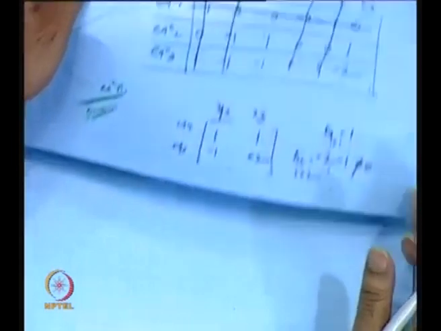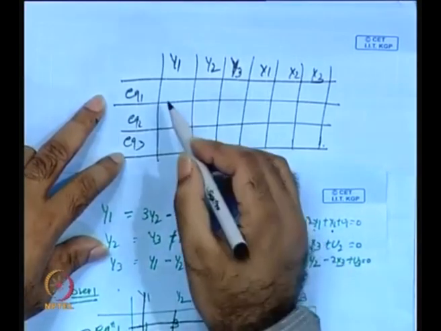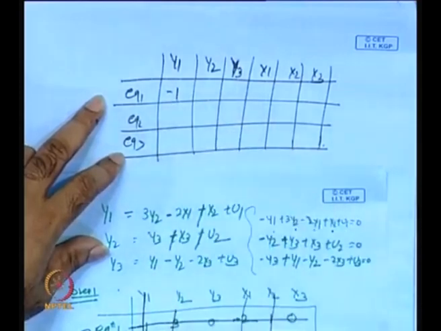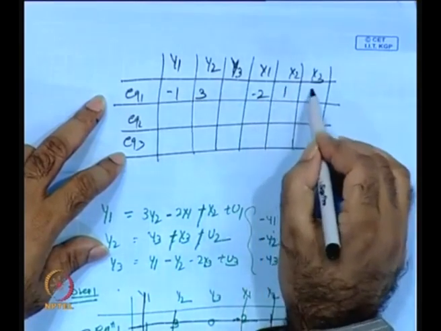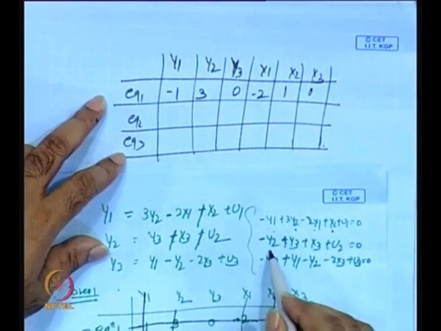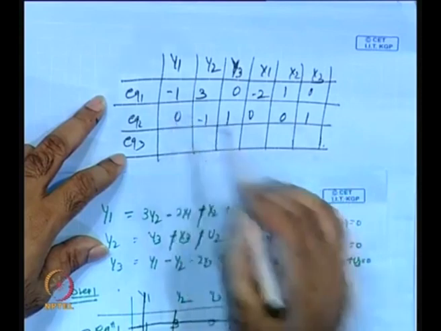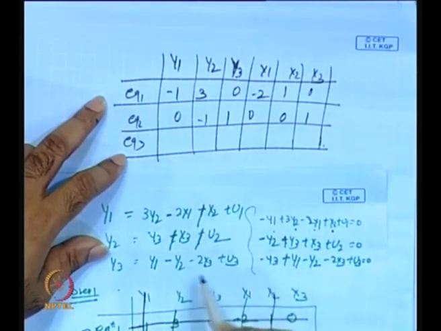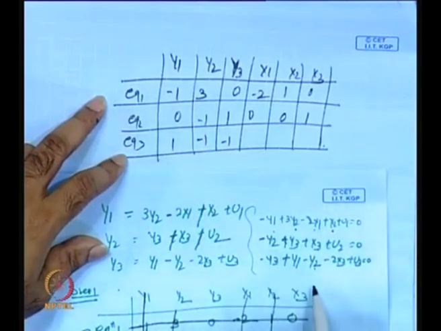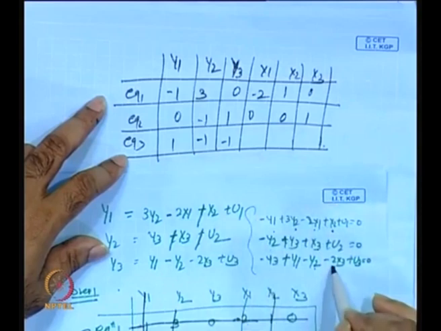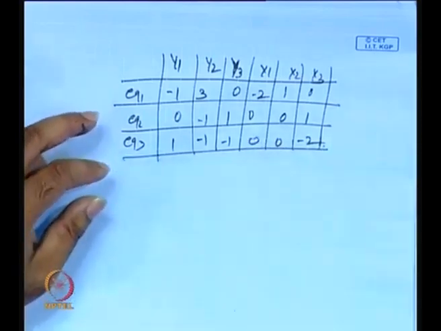Now we have to pinpoint all these items. For y1, equation 1: this is minus 1, this is minus 1, then this is 3, this is minus 2, this is 1. Other items have to be 0. Then this is minus 1, minus 1, 1, then this is 1, and the rest of the items will be 0. Then third, this is minus 3, minus 1, this is 1, this is minus 1, then x3 is minus 2, then x1 is 0, x2 is 0. This is what the structural matrix is all about.